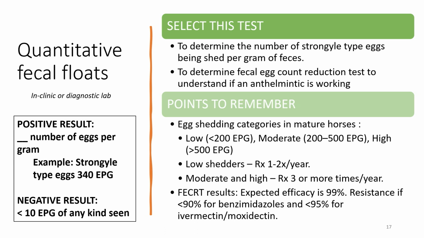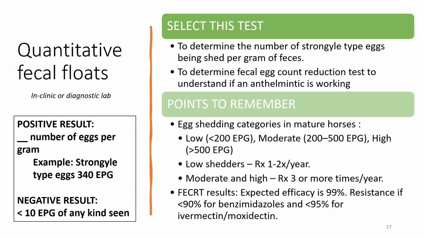And so some interpretation points here, and this comes from the AAEP, or the American Association of Equine Practitioners. They recommend that you only treat a specific group of horses, and for that they recommend doing these quantitative fecal floats. They recommend that you classify animals into low shedders if they are shedding less than 200 eggs per gram, or moderate shedders if they are shedding between 200 to 500 eggs per gram, or high shedders if they are shedding greater than 500 eggs per gram.